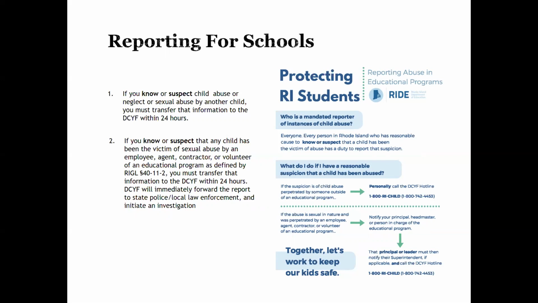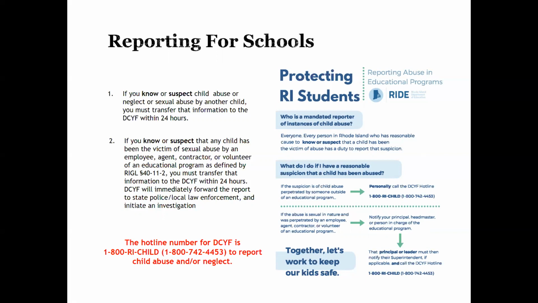If the abuse is sexual in nature and was perpetrated by an employee of the school or a volunteer of the school, then you're required to notify your principal or the person in charge. And that person must notify the superintendent of that district, who then contacts DCYF. And so you can see here just that separation of your responsibility when it's about abuse or neglect, but when it's about sexual abuse that's perpetrated by someone in the school, then you can see that the level of reporting is somewhat different, and they're also making sure that you're notifying the chain of command.